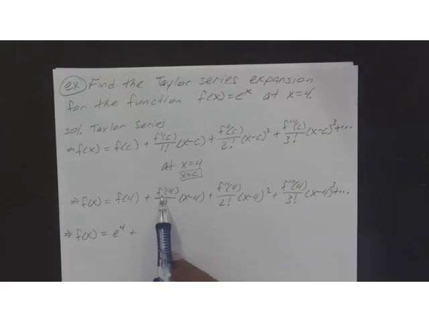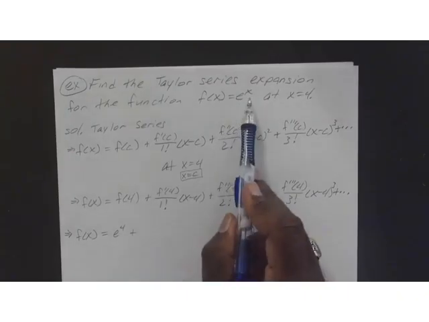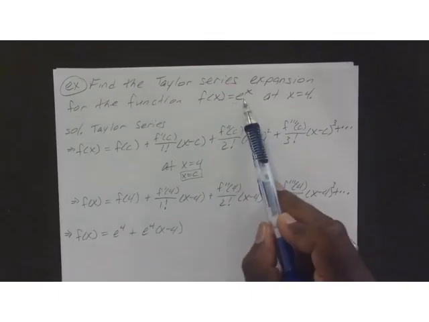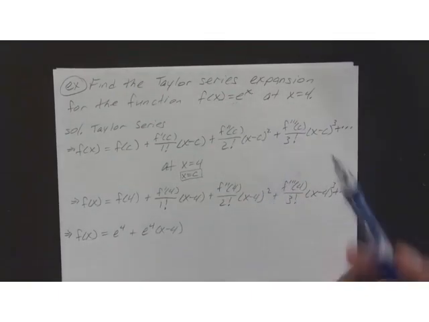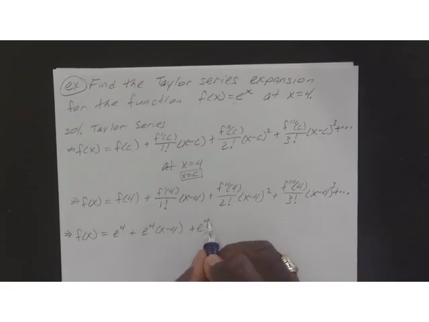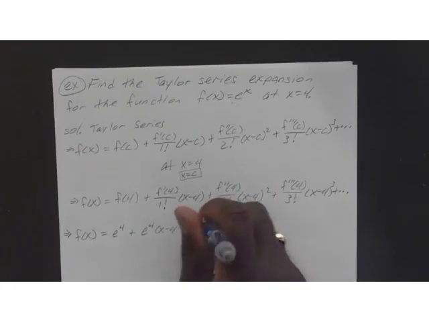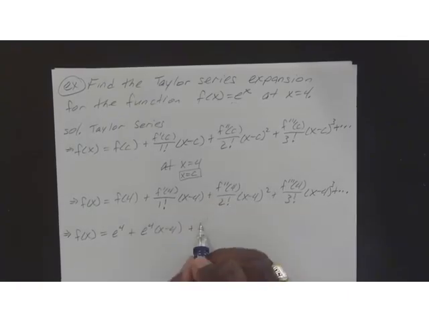Plus the first derivative at x is equal to 4 is also e to the power of 4. You can say divided by 1 factorial, but instead of doing that, we'll just make it e to the power of 4 times x minus 4. Okay, we know the second derivative is e to the power of x, so the second derivative at 4 is still e to the power of 4, divided by 2 factorial, which is just 2. So we could say times 1/2, we can just make it divided by 2, completely up to you.